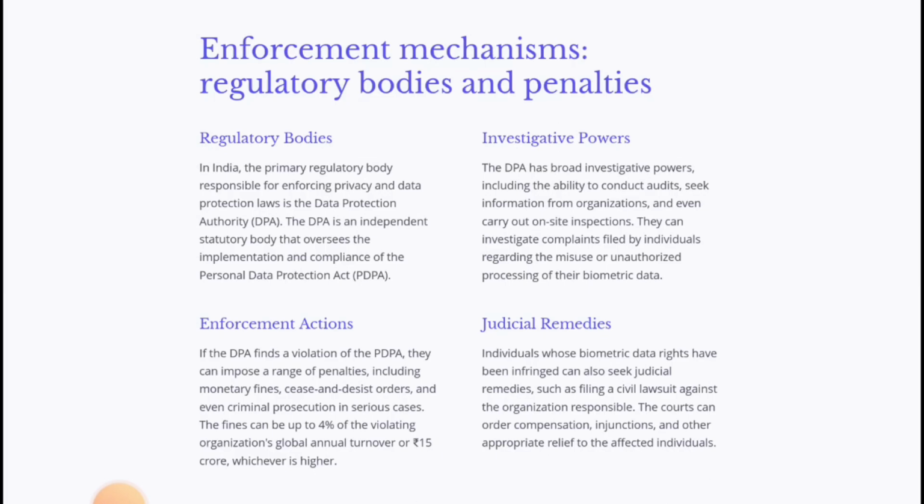Another one is investigation power. The DPA has broad investigation power, including the ability to conduct audits, seek information from organizations, and even carry out on-site inspection. The third one is enforcement action. If the DPA finds a violation of the Personal Data Protection Act, they can impose a range of penalties, including monetary fine, cease and desist order, and even criminal prosecution in the senior case.